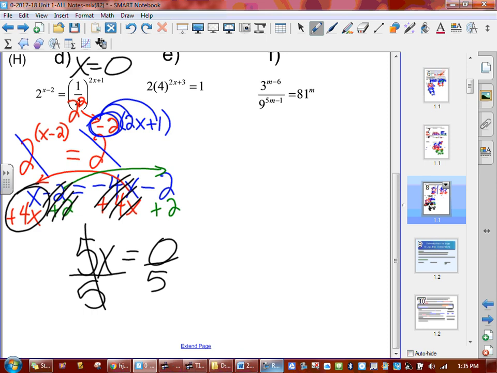All right, what do you notice about letter E? It's similar to letter C. How come? Because there's only an exponent on one side. We like the ones with the exponent on one side because they're way easier. All we've got to divide out now is the 2. So we're going to divide out this 2 from both sides.